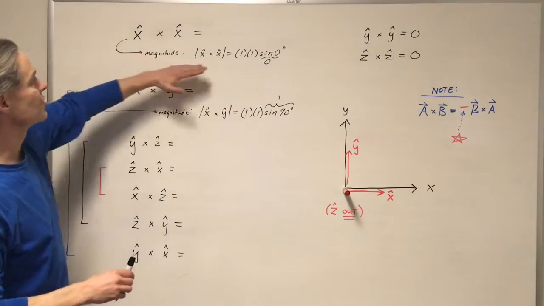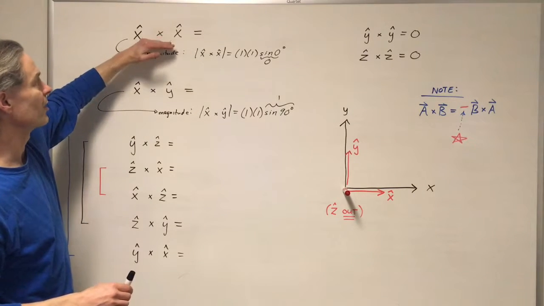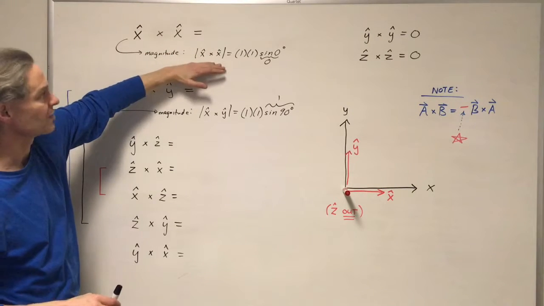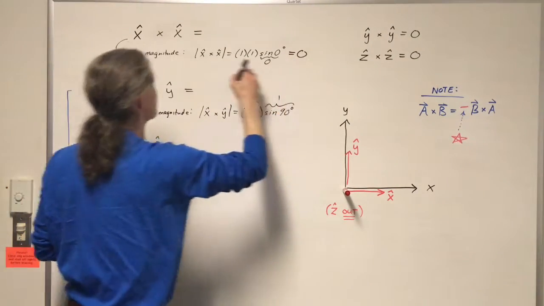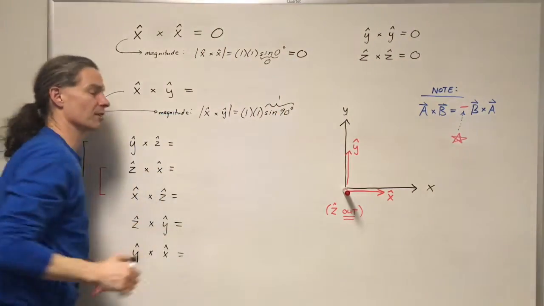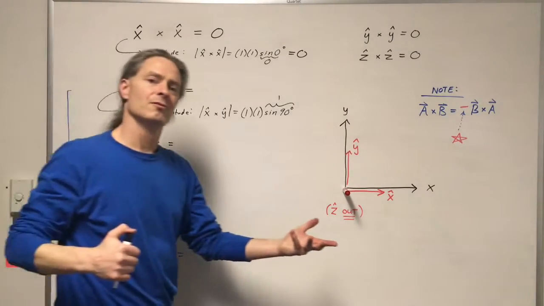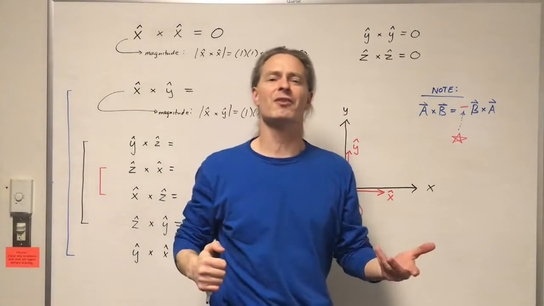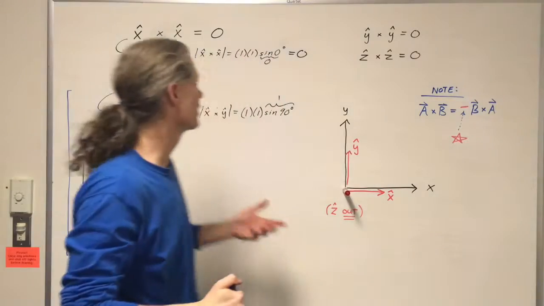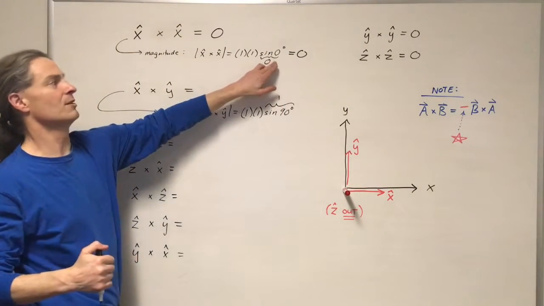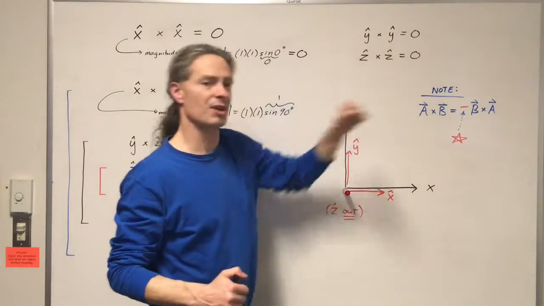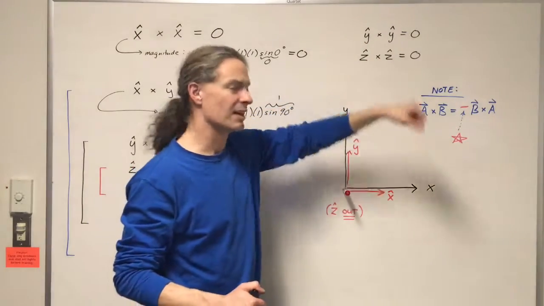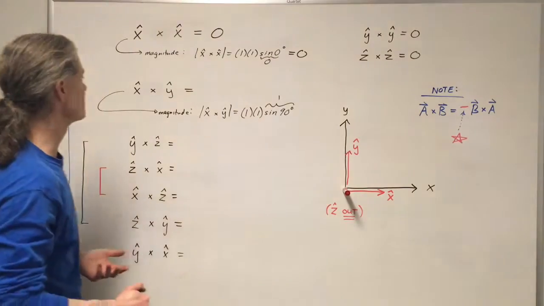So the magnitude of this cross product is 0. If the magnitude is 0, the cross product is 0. If you take the cross product of any vector with itself, it will give you 0 because of the sine of 0 degrees being 0. Alright, so y hat cross y hat is also 0. Z hat cross z hat is also 0. You can take those to the bank.